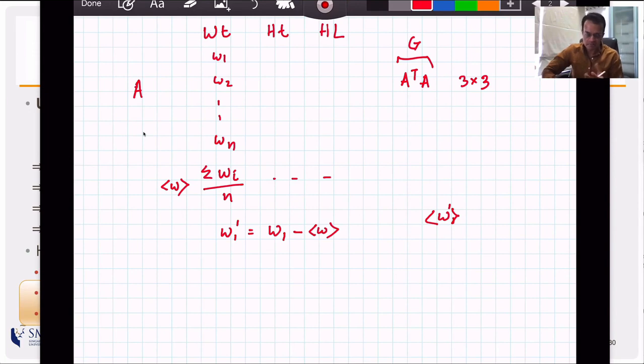Or you can actually do this: just write down the equation and compare it to the covariance equation in statistics, and you will see that it's actually the covariance matrix. Each entry in that 3 by 3 matrix will be the covariance between the corresponding variables. So the diagonal elements will be the variance and the off-diagonal elements will be the covariance.